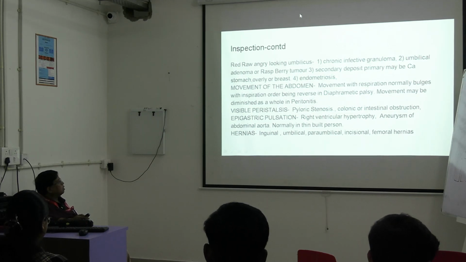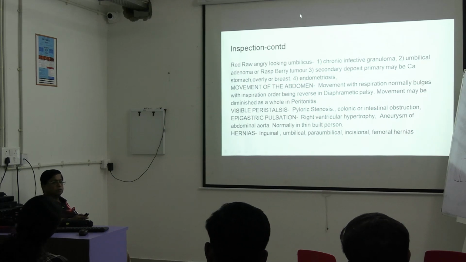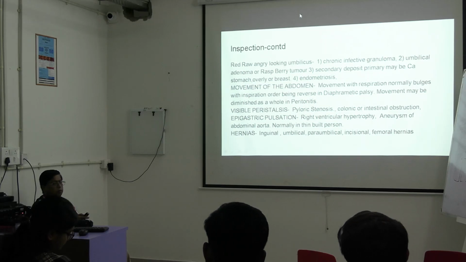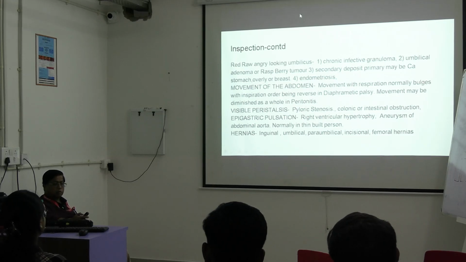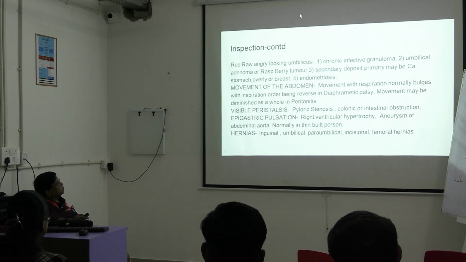Normally in inspiration there is bulging of the abdomen, which is reversed in diaphragmatic palsy. If there is diaphragmatic palsy, in inspiration the abdomen will not bulge. You know what is the nerve supply of diaphragm? Phrenic nerve. Yes, right, very good. So if there is phrenic nerve palsy, there may be diaphragmatic palsy, with reverse movement. Usually in inspiration the diaphragm comes down and the abdomen swells, but here the diaphragm will not come down and the abdomen will not swell. So, this is the sign of diaphragmatic palsy.